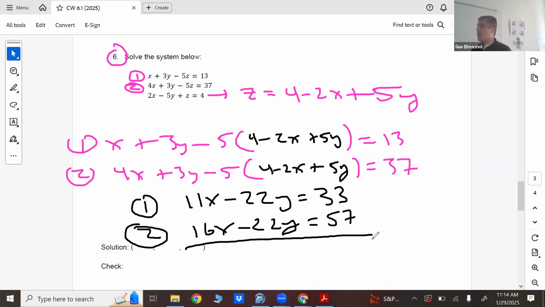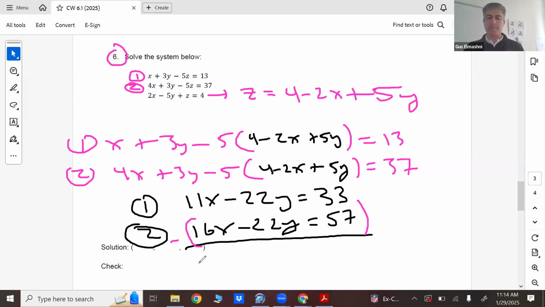Okay, would you do substitution again or elimination? Yes, I would not do substitution in this case. So you gotta be very flexible with your solving skills. Very, very flexible. So if I subtract these equations from each other, what would I get?